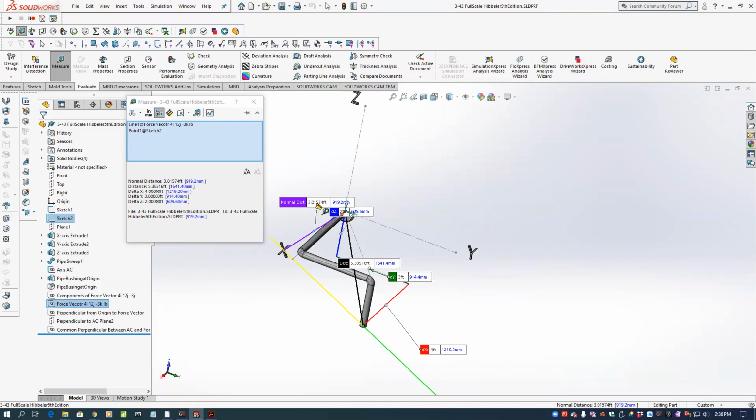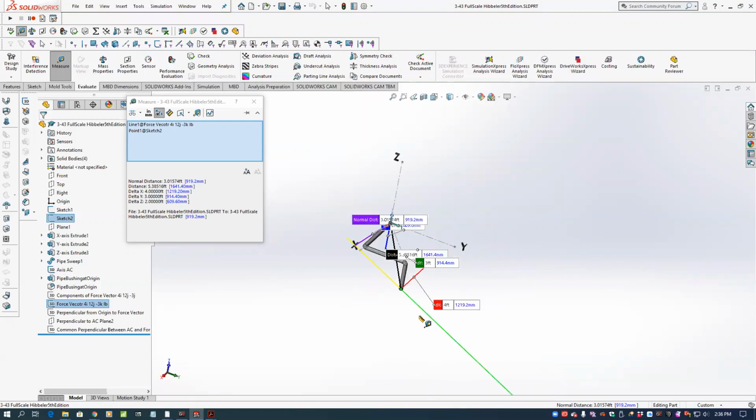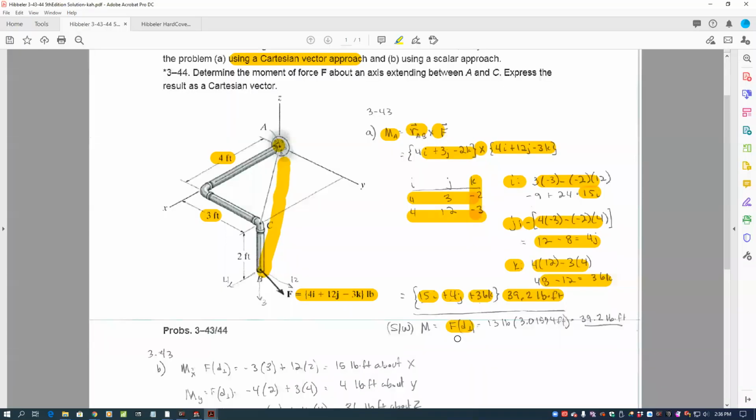3.0157 feet. So that distance times 13 pounds, 3.01547 times 13 pounds, so the force times the perpendicular distance to the line of action is also 39.2. So we get the same answer, whether we use the manual method of cross products or the CAD system with force times the perpendicular distance to the line of action: 39.2 pound-feet.